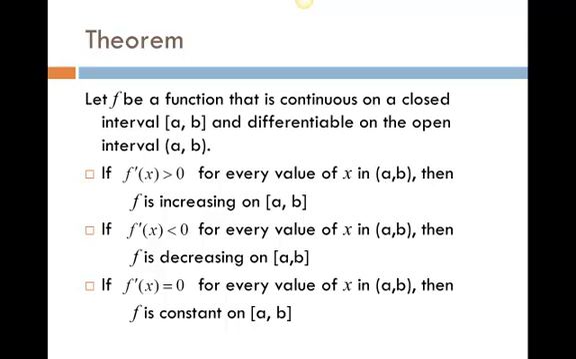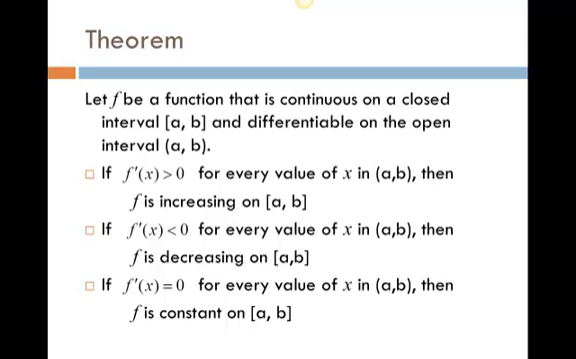So conversely, if f prime of x is less than 0 for every value of x in the open interval from a to b, then f is decreasing on the closed interval from a to b, right? So if it's always negative, if the first derivative is always negative in that interval, it means that the rate of change is always negative. It means that your function must be decreasing, right? You must have a negative slope basically for the tangent lines at every point on that interval.